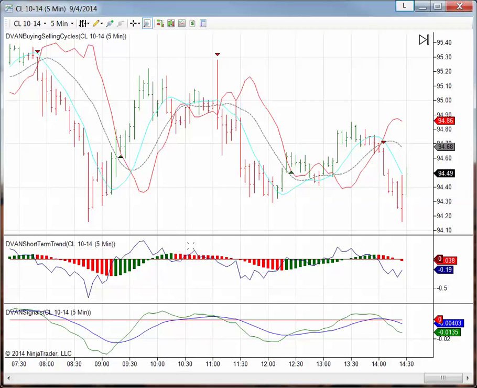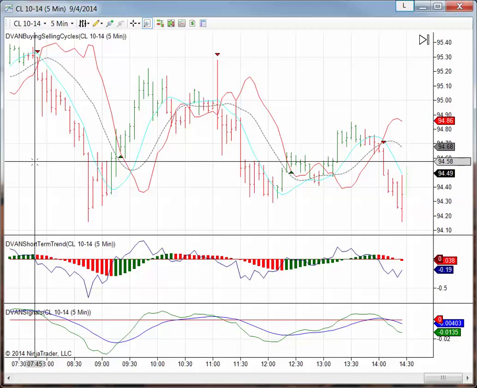This is September 4th. Crude oil has been a big mover this week. Today it was choppier than it had been in previous days, but we still saw some great moves on a 5-minute chart. These are good for intraday trading when the volatility picks up. Just want to go over the trades that we saw from about 7:30 a.m. to the close of the day in crude oil.